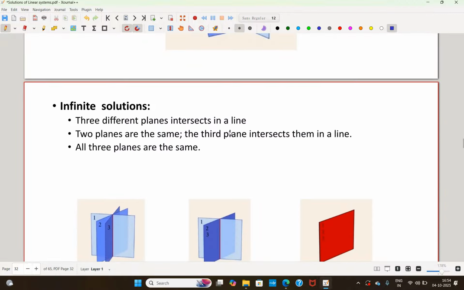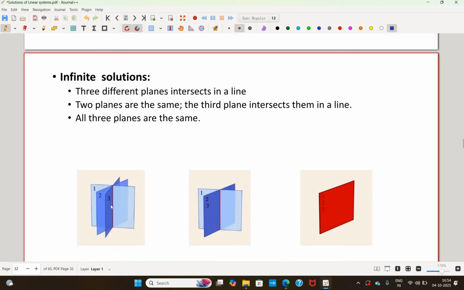Infinite solution. Three different planes intersect in a line like this, figure A. Two planes are same and the third plane intersects them in a line like this, figure B. We are having this line as the solution. Let me take another color. This line as the solution, and when it comes to a line, we are having infinitely many points on that particular line, and hence the system is having infinitely many solutions. It may happen that all these three planes are same. So like this figure C, we are having infinitely many solutions over here.